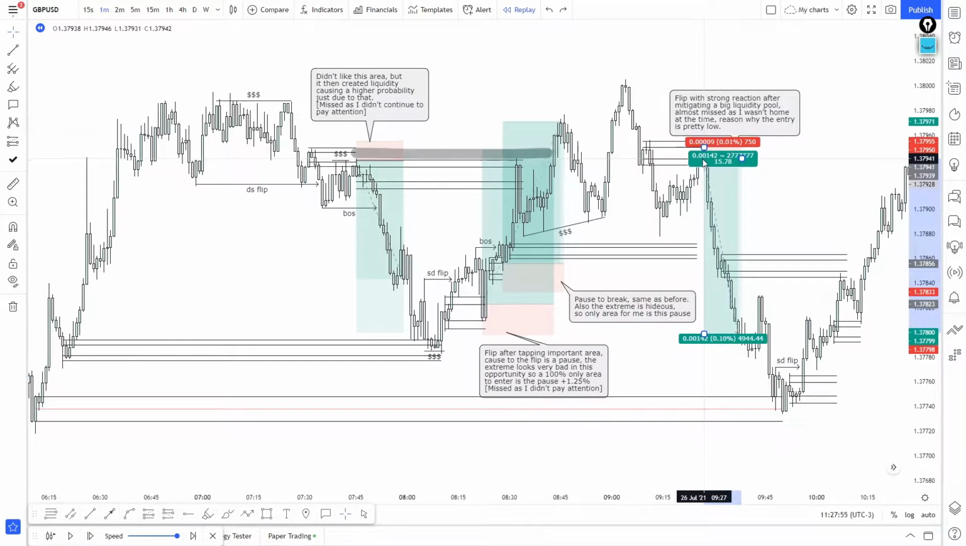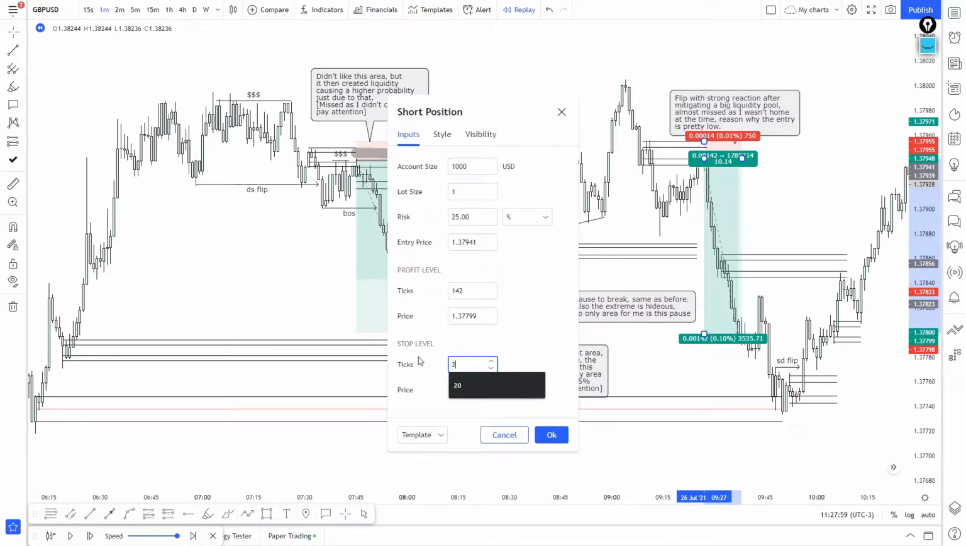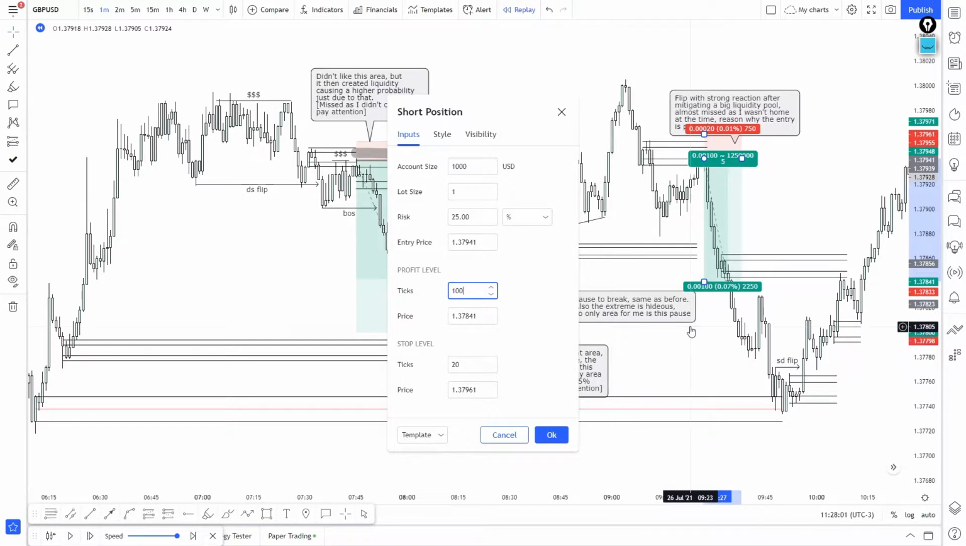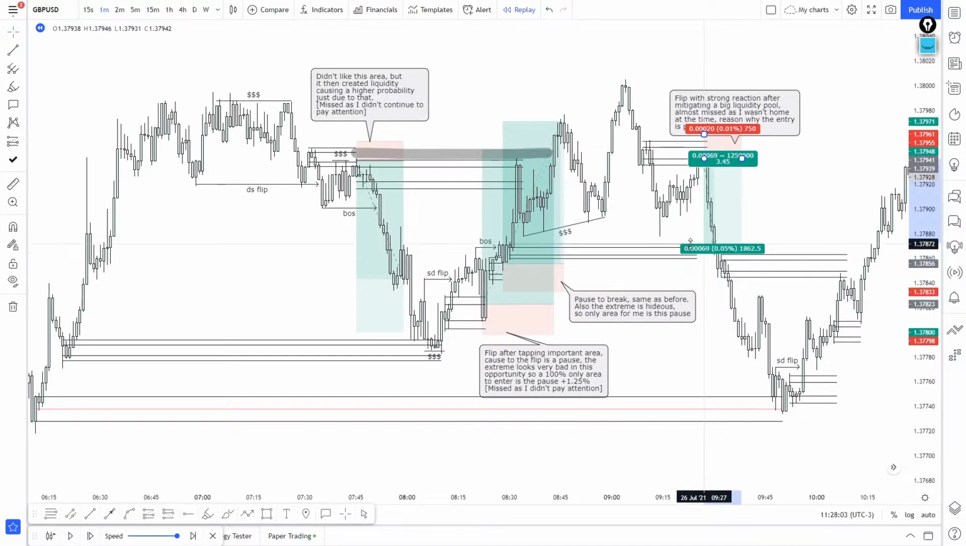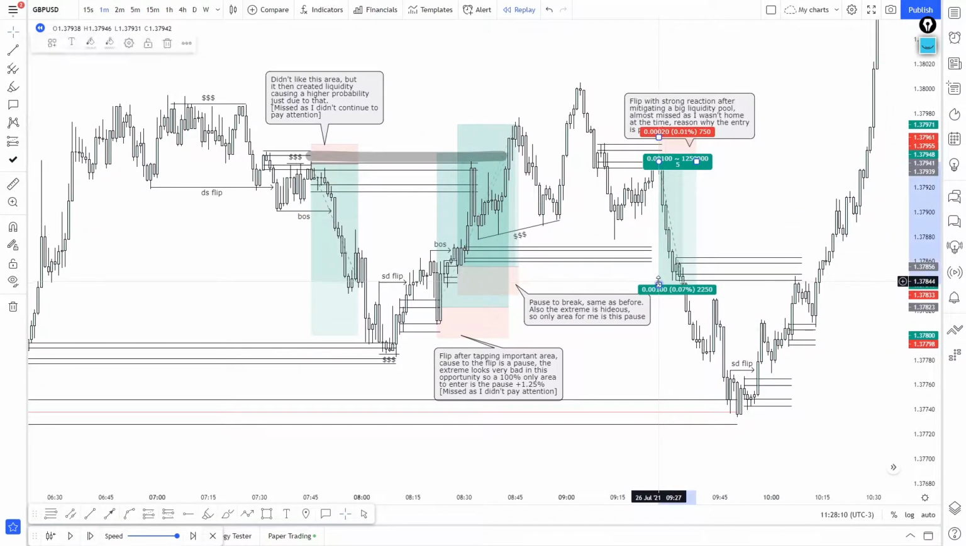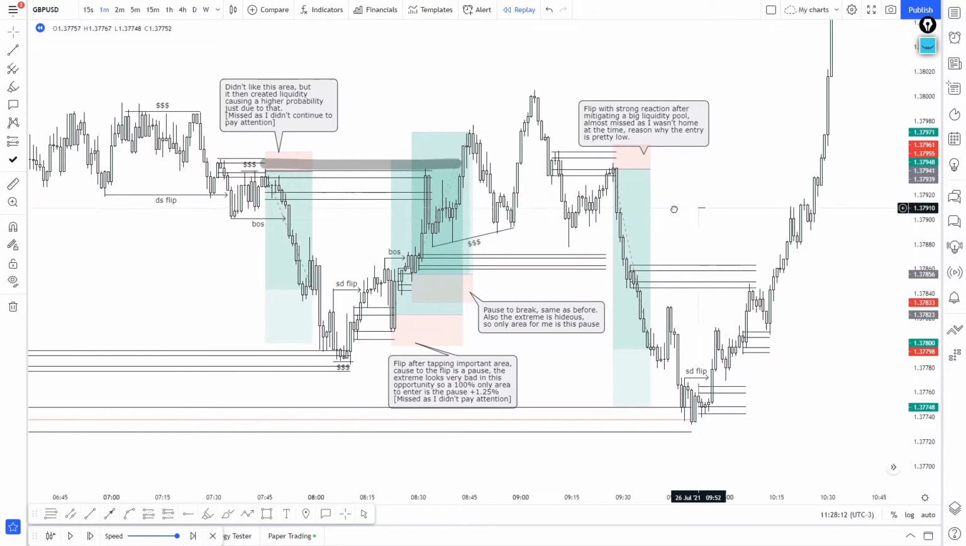We would have gone for this on the 25, stop loss above the highs, so it would have been 20. Aiming for 100. Maybe the safe target would have been this area, right? Which would have been a 1 to 3.45, which I'm not sure if I would have gone for, to be honest. But yeah, that's pretty much it in that case.